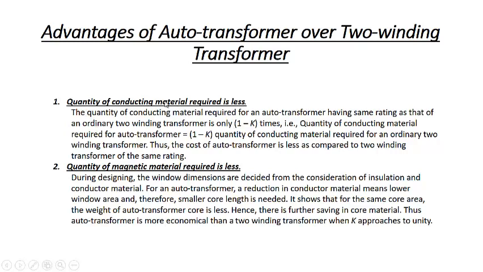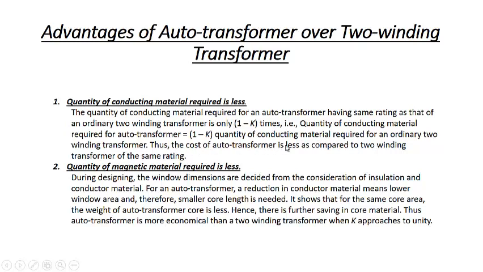The quantity of the conductive material required is less, as we have discussed just now. The quantity of the conductive material required for an auto transformer having the same rating as that of the ordinary two-winding transformer is only 1 minus K times. That is, the quantity of the conductive material required for an auto transformer is equal to 1 minus K times the quantity of the conductive material required for an ordinary two-winding transformer.